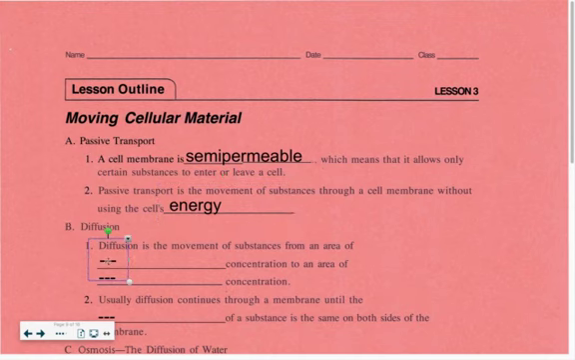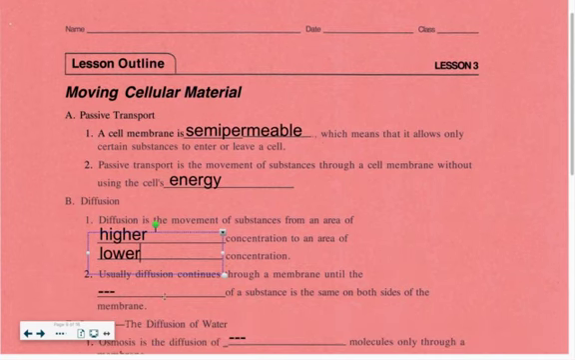Diffusion is the movement of a substance from an area of higher concentration to an area of lower concentration. Usually diffusion continues through a membrane until the concentration of the substance is the same on both sides of the membrane. So this would be concentration.